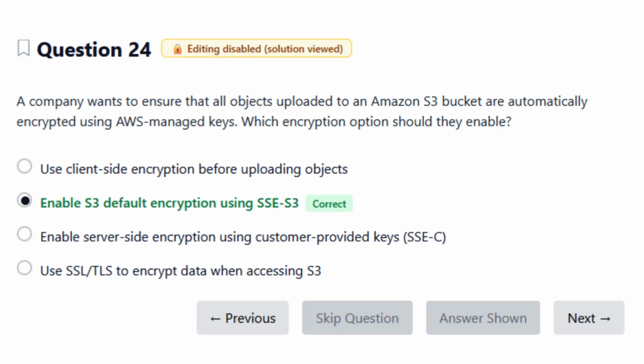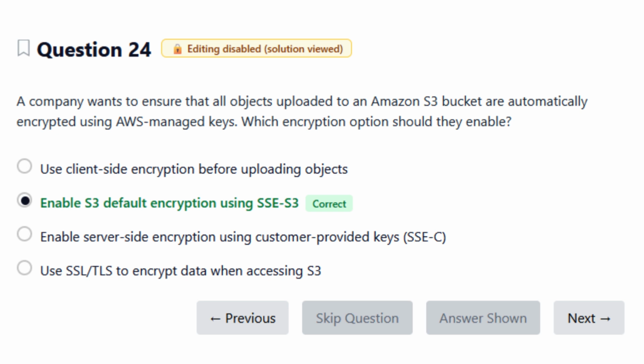The correct answer is enable S3 default encryption using SSE-S3. This is the correct choice because SSE-S3 uses AWS managed keys and, when configured as default bucket encryption, it automatically encrypts every object uploaded to the bucket, no matter how the upload is performed. Here's why the other options are not correct.